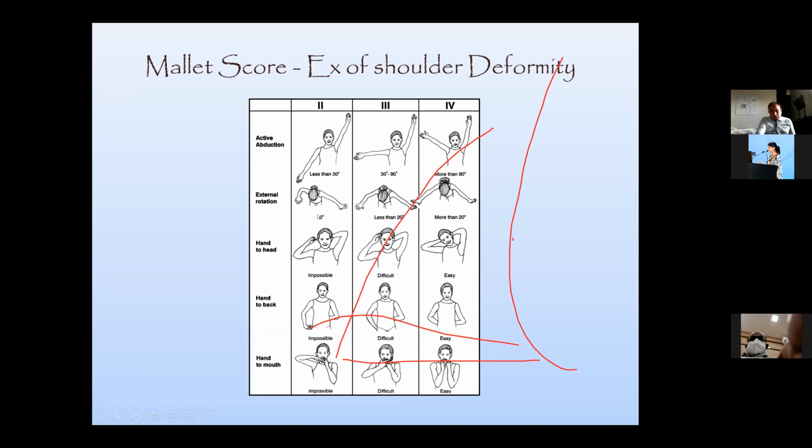External rotation, 0 degrees. So it is not locked, but it doesn't really move. So it is 2, and less than 20 degrees is 3, and more than 20 is 4. So likewise, hand to head, hand behind the head, and hand to mouth, and hand behind the back. So these are the basic 5 tests in the original mallet score.